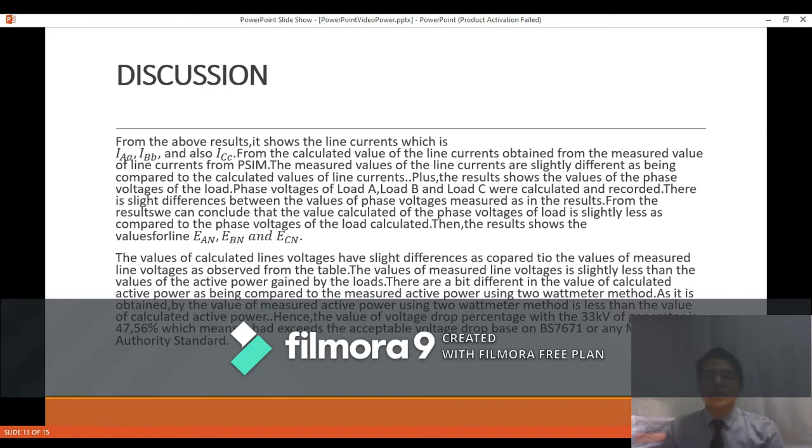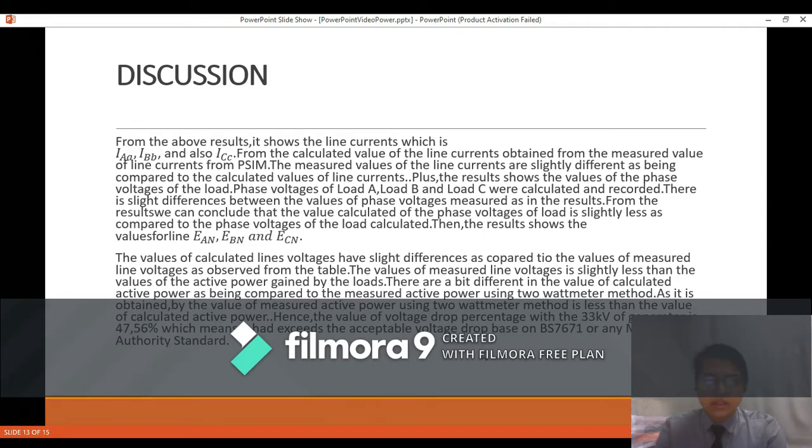Okay, next I will continue with the discussion. For the discussion, from the above results, it shows the line currents, which are IAA, IBB, and also ICC, from the calculated value of the line currents compared with the measured value of line current from PSIM. The measured values of the line current are slightly different as compared to the calculated values of the line currents. Plus, the results show the phase voltage of load A, load B, and load C were calculated and recorded.